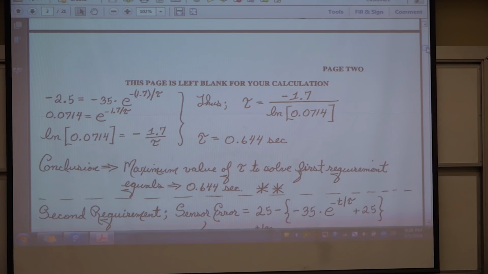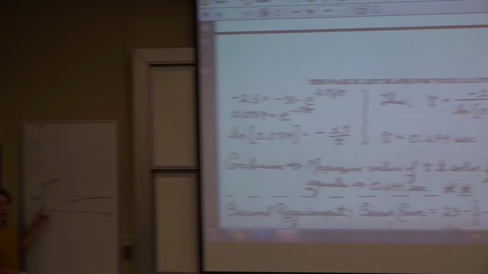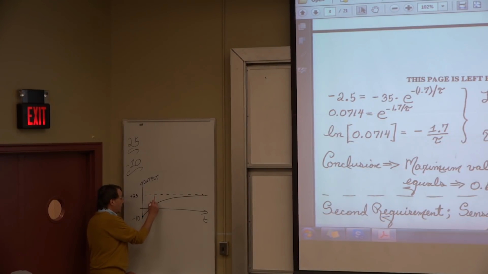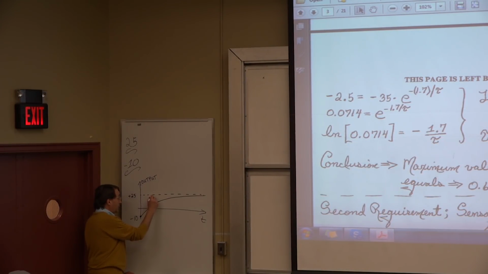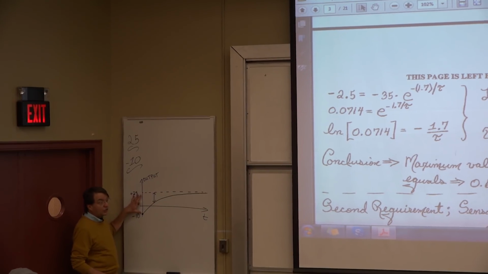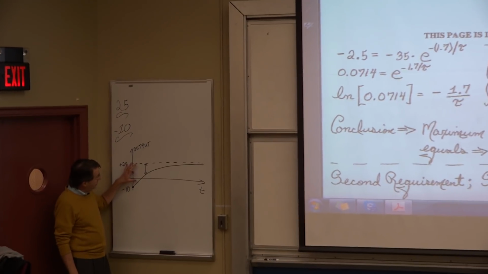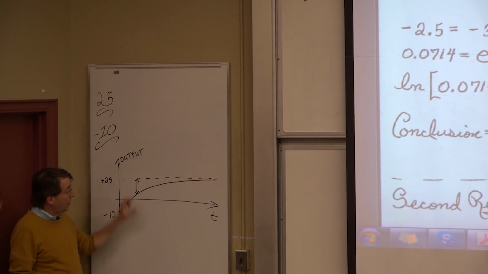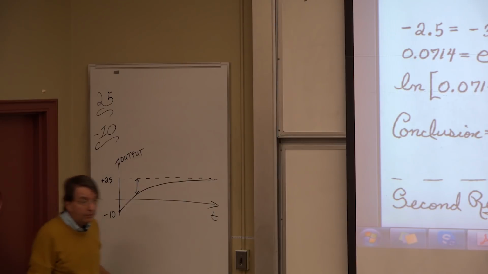To help me understand the second requirement, I just want to go over here to the board and say, what's the error, my colleagues? The error is the difference between the true value, which in this case is 25, and the actual value. And notice what happens. The error starts out the largest here. And then it gets smaller over time, and as t approaches infinity, the error goes to 0. So that's what we're defining to be the error.